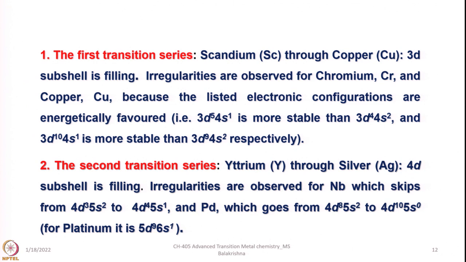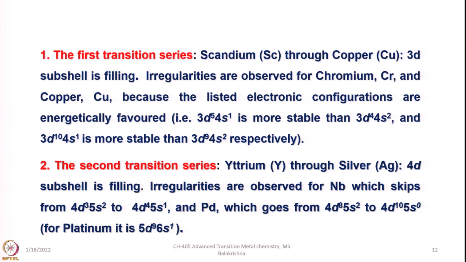If we look into the first transition series, scandium through copper, the 3D subshell is filling, starting from 3D1 to 3D9, and you can see irregularities when you go to chromium. Chromium is supposed to have 3D4 4S2 and similarly copper should have 3D9 4S2, but the electronic configuration listed is slightly different. The reason is the fact that half-filled and completely filled electronic configurations give stability.